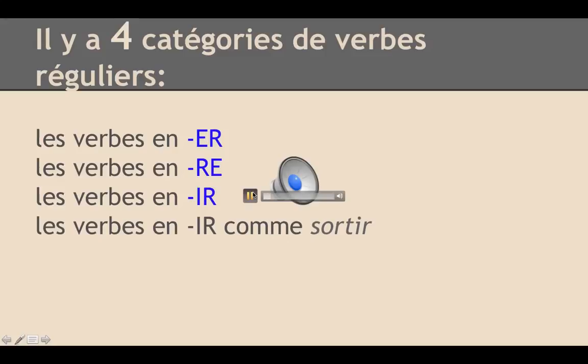We've always talked about 3 categories of regular verbs, but I'm going to give you a 4th category because within the IR verbs, there are really 2 types of IR verbs, so we're going to make one its own category. That leaves us with 4 categories of regular verbs: ER verbs, RE verbs, IR verbs, and IR verbs in the category of dormir, which are only a handful.